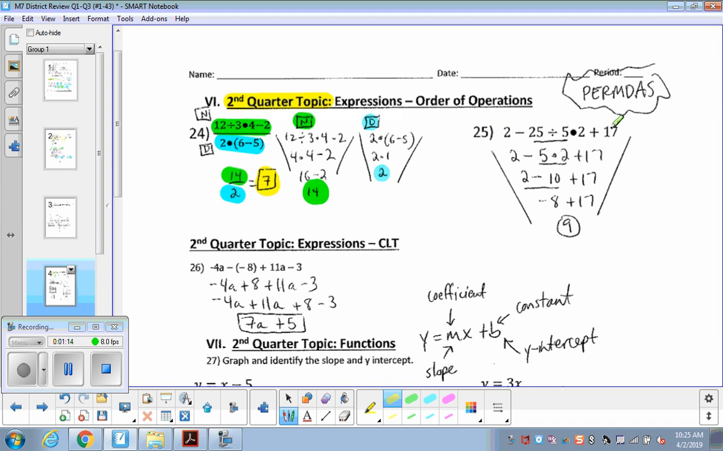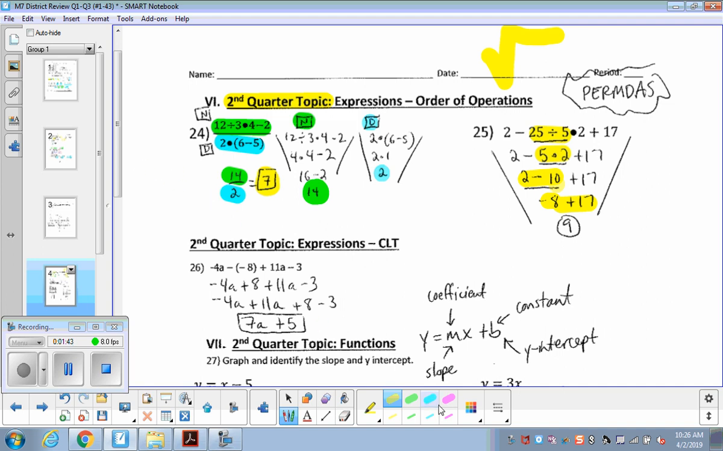Now for 25, we have no parentheses to worry about, no exponents, nor no radicals. I want to remind you guys that the radical is the square root sign, okay? So we have whichever comes first from left to right, multiplication or division, and it would be this division. 25 divided by 5 is 5. Now that 5 times 2 is this 10. And now 2 minus this 10 is this negative 8. And we'll add the 17 to that last and get a 9.